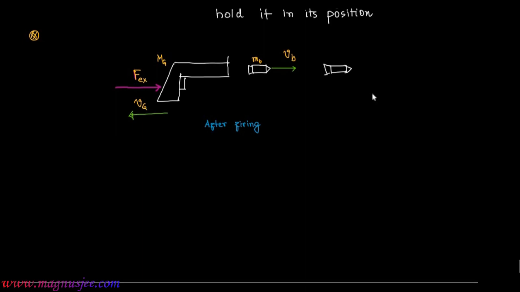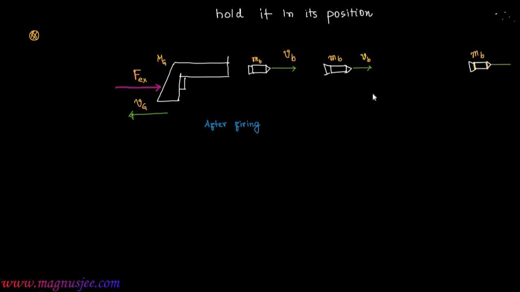Now we consider that the gun fires n number of bullets. Here we have denoted two bullets which are fired with the same velocity vb, and each bullet has the mass mb. The second bullet is also moving with the velocity vb. Now we can denote n number of bullets: the first bullet of mass mb is moving towards the right, in the forward direction, with the velocity vb. Then the n minus 1th bullet, and the last one will be the nth bullet. The nearest bullet to the gun is the nth bullet.